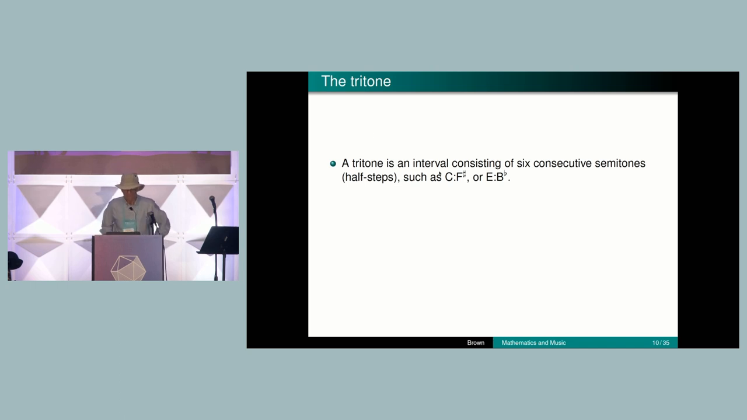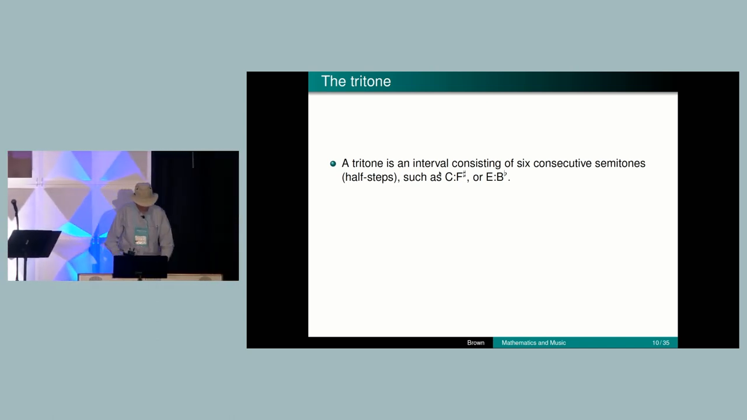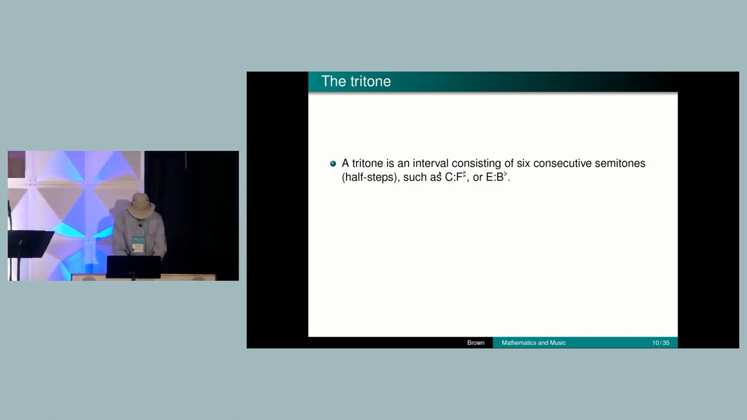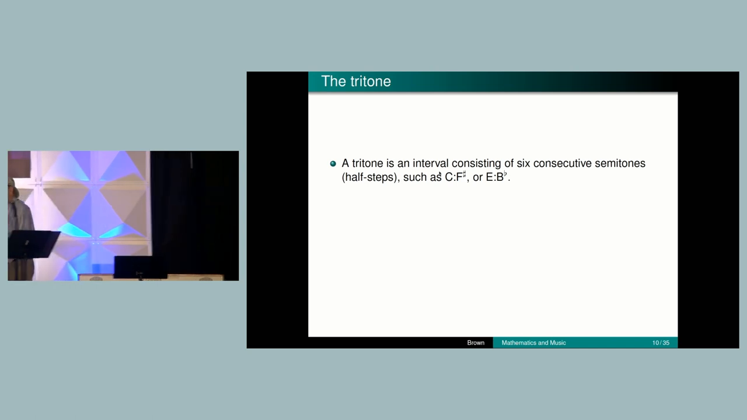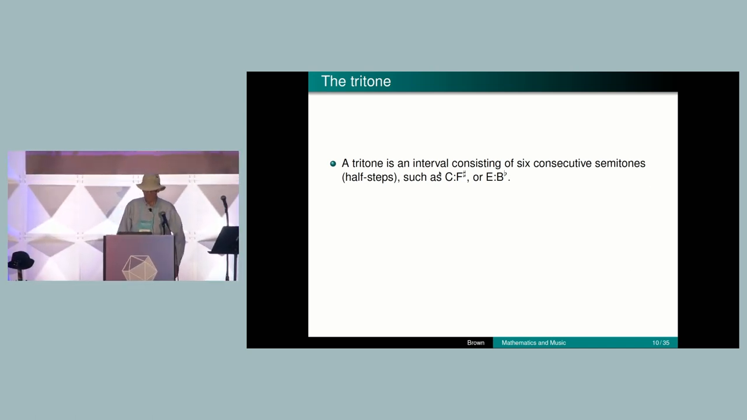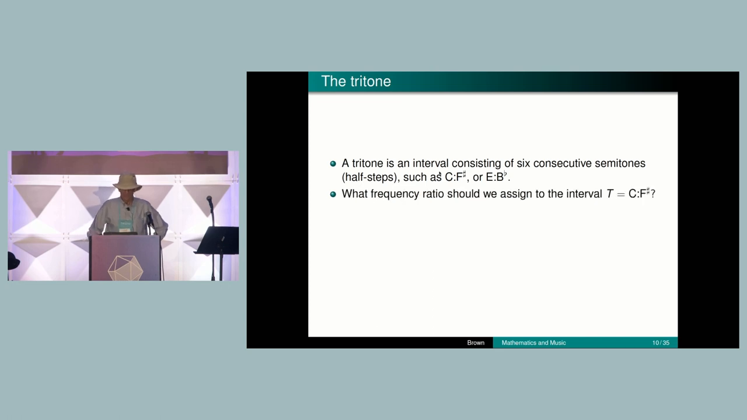All right. Now, a tritone is an interval consisting of 6 consecutive semitones. So start here and go up 6. Also, you can go down. It's not a comfortable interval. Well, what frequency ratio should we assign to this?